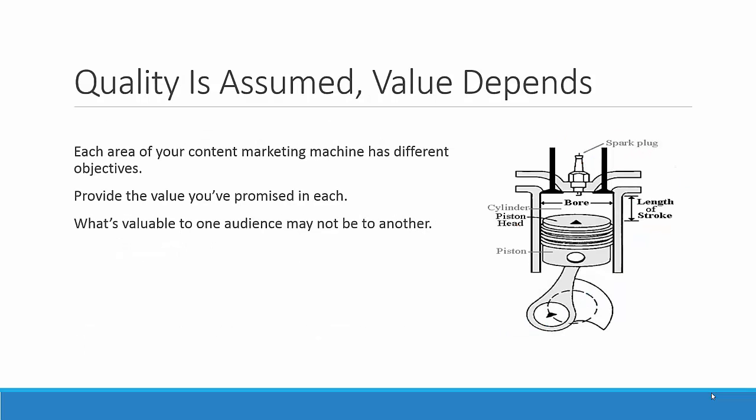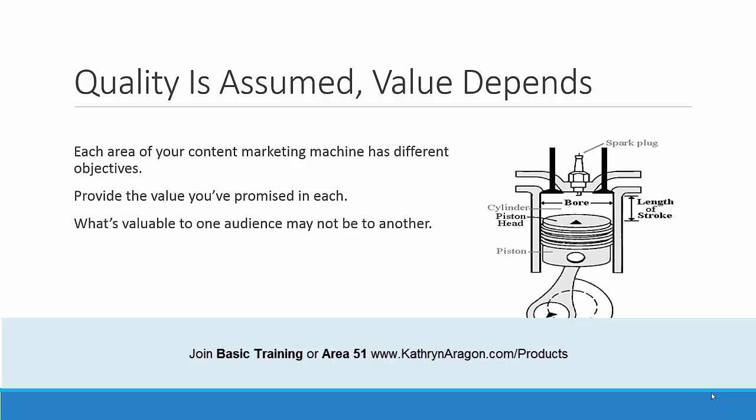And here's what you need to think of. It's not a matter of quality. Whether you put something free or gated, I hope everything you produce is high quality. The difference is the value proposition. Every area of your content marketing machine has a different objective. So provide the value that you have promised in each of those areas.